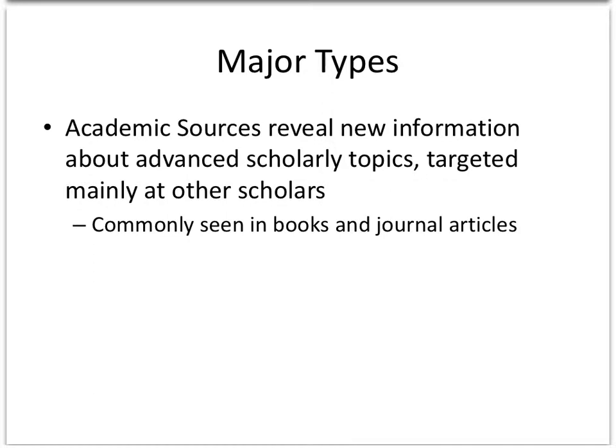So there are really three major types of sources that we want to be aware of and want to use as part of our research process. The first of these are academic sources. Academic sources are meant to reveal new information about advanced scholarly topics, and these academic sources are targeted more towards other scholars within that same subject area. Most commonly, we see these as books and journal articles.